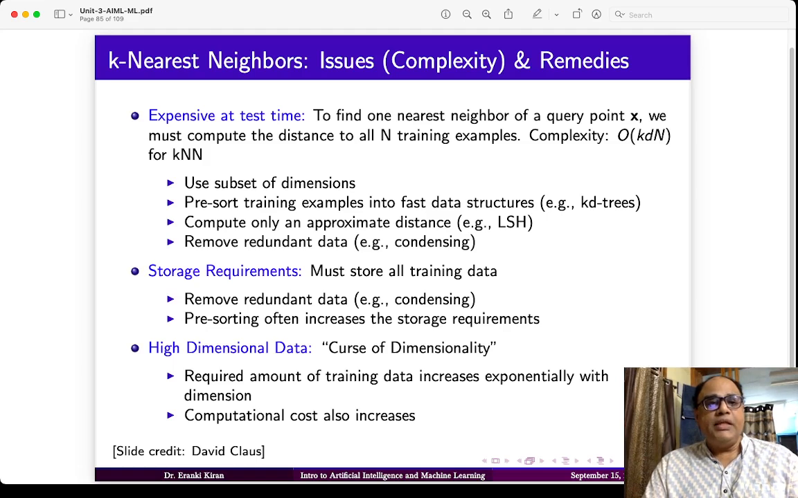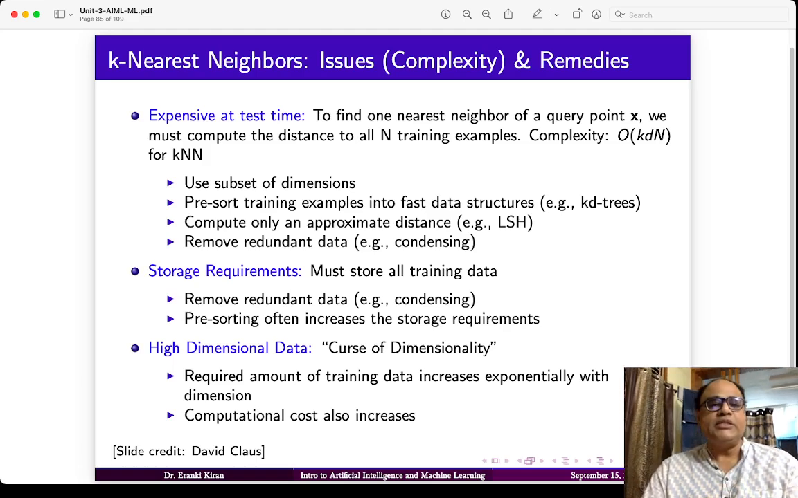Now, in terms of complexity, it is expensive at test time because as the number of samples increase, one nearest neighbor must compute the distance of all n training examples. So big O of k times dn. So use a subset of dimensions, pre-sort training examples into fast data structures. There is another very popular data structure which can be applied to reduce the complexity of the k-nearest neighbor classifier. They are called KD trees. So we compute only an approximate distance.